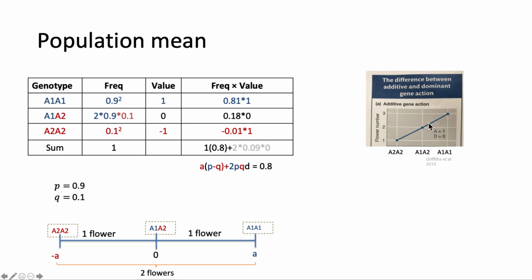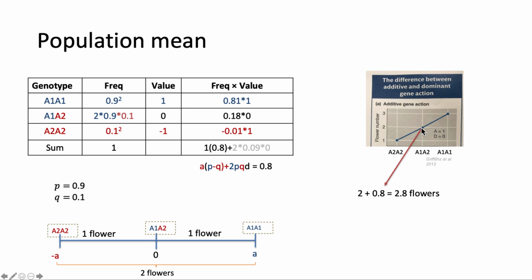effect. So that means that the second part of the formula, the deviation, is 0, because dominance is 0. So we just have to take into account the additive effect and the difference between P and Q. And here you can see that the mean of the population is equal to 0.8. And again, that is a deviation from the midpoint of the homozygous genotypes.